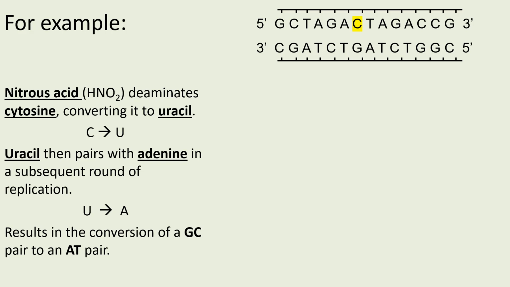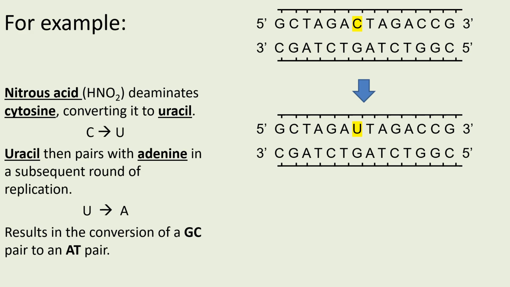So again, here's a double-stranded DNA sequence. If we expose this double strand to nitrous oxide, one of the cytosines is modified and looks like uracil. Now notice we didn't have to go through a DNA replication here because these chemicals modify the nucleotides or nucleosides that are already present in the DNA. So we went from a cytosine to a uracil.